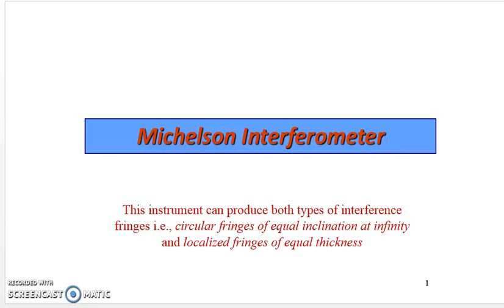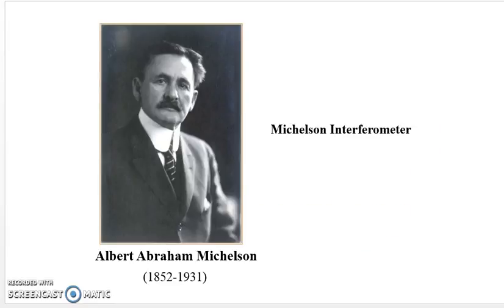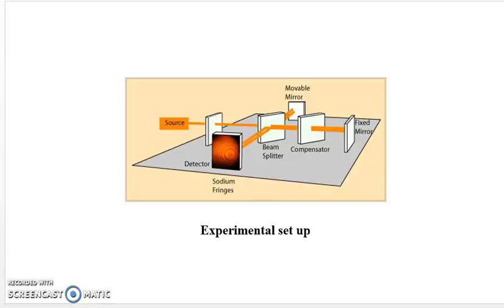Now we are going to discuss the Michelson interferometer, an instrument which can produce both types of interference fringes, such as circular fringes of equal inclination at infinity and localized fringes of equal thickness. And this is the person, Albert Abraham Michelson, who invented the Michelson interferometer. And this is the experimental setup of the Michelson interferometer.